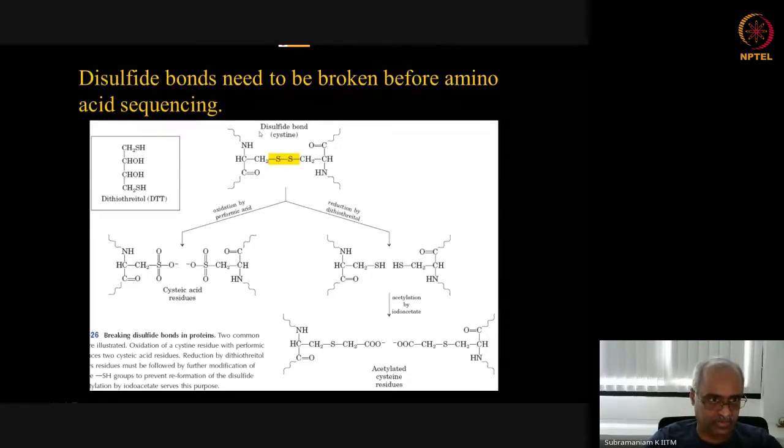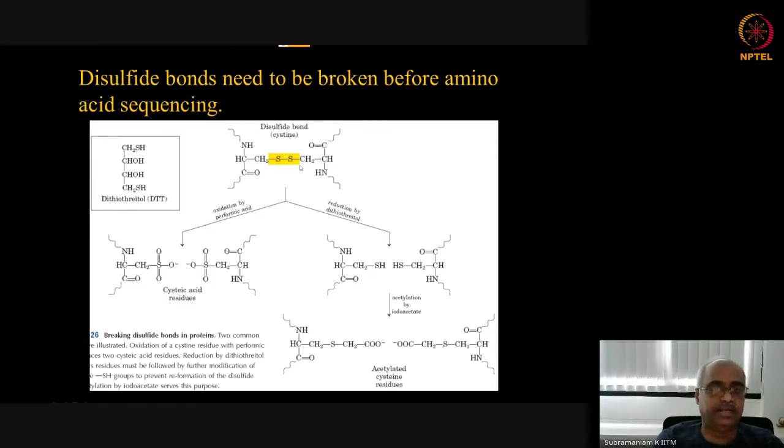This is done by using a reducing agent like dithiothreitol, and that converts this disulfide bond into two sulfhydryl groups. But then they can get oxidized to the disulfide bond again, and to prevent that they need to be derivatized, and that is done using iodoacetic acid in this particular case. And these acetylated cysteines are not going to form the covalent bond. So this is one way.